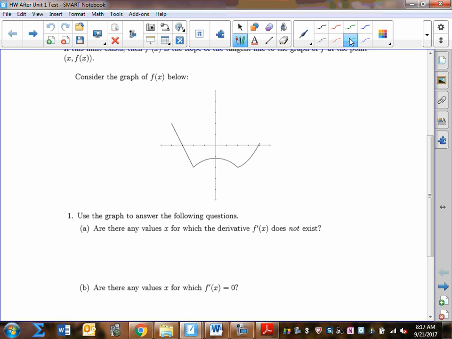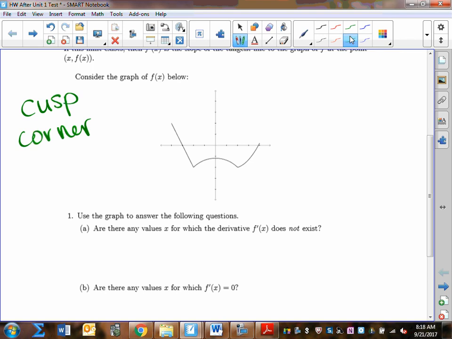Okay, now remember that our cusp and corner are pretty much interchangeable. I looked into the book to see the defining difference, and they said that a corner is where our left-hand slope and our right-hand slope are different values, whereas a cusp is when our slopes are going toward infinity. So basically the slopes are getting forever larger in the positive direction or forever larger in the negative direction. And again, that means my line is becoming a vertical tangent.